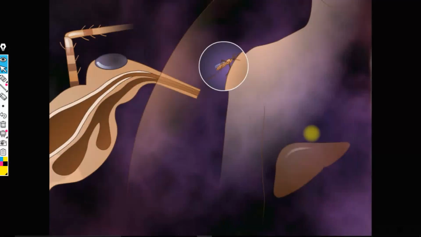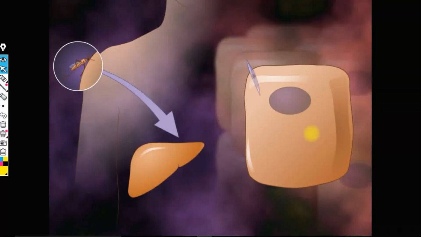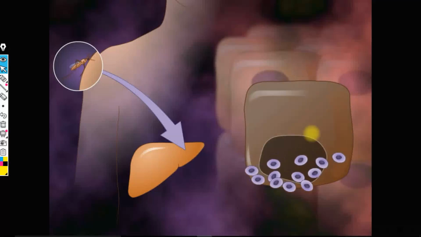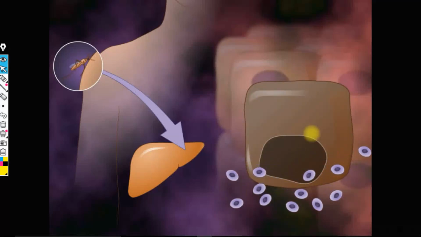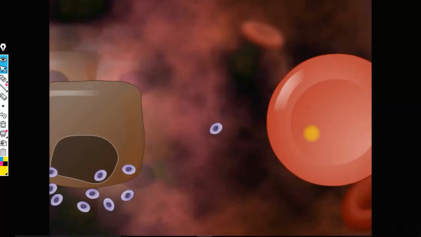The sporozoites travel to the liver, where they enter liver cells and rapidly divide asexually. This asexual division, which is called schizogony, generates the next life cycle form, called merozoites. The released merozoites invade other liver cells and enter the host's bloodstream, where they invade erythrocytes.